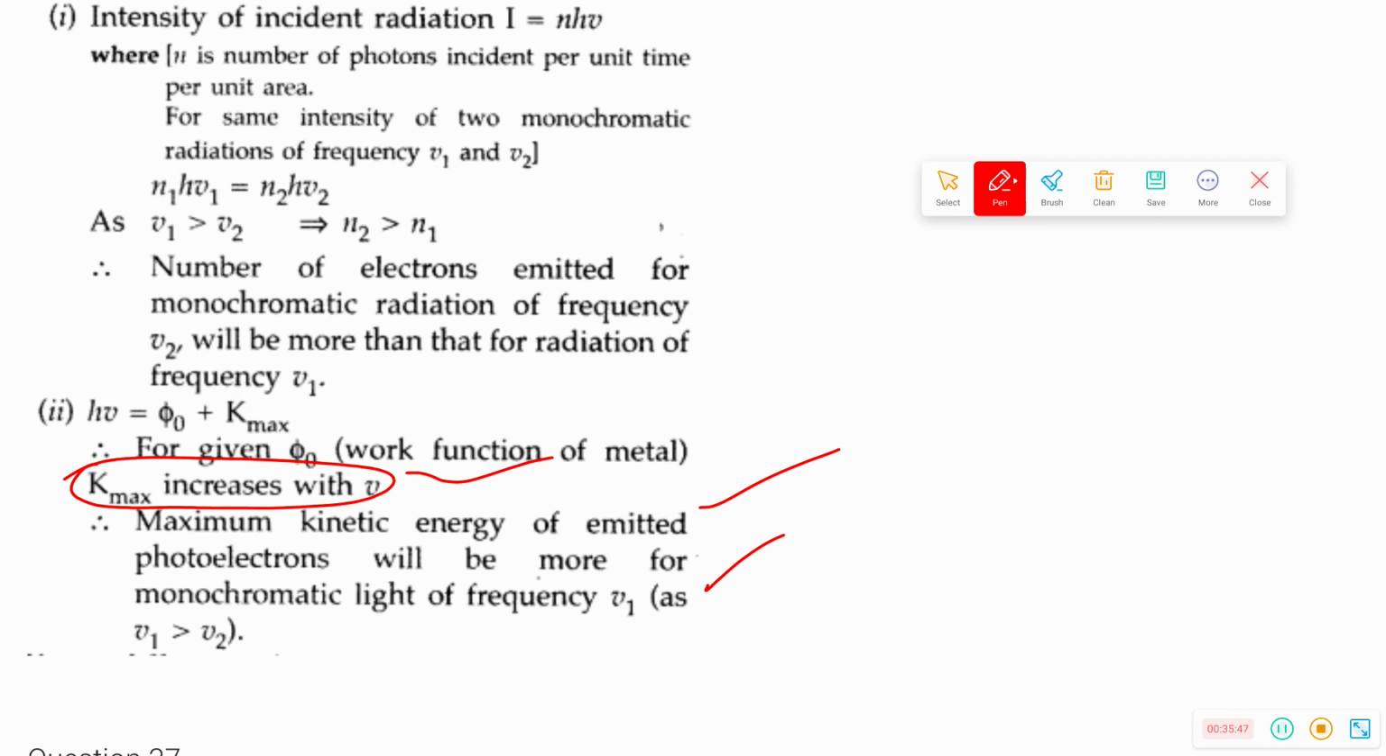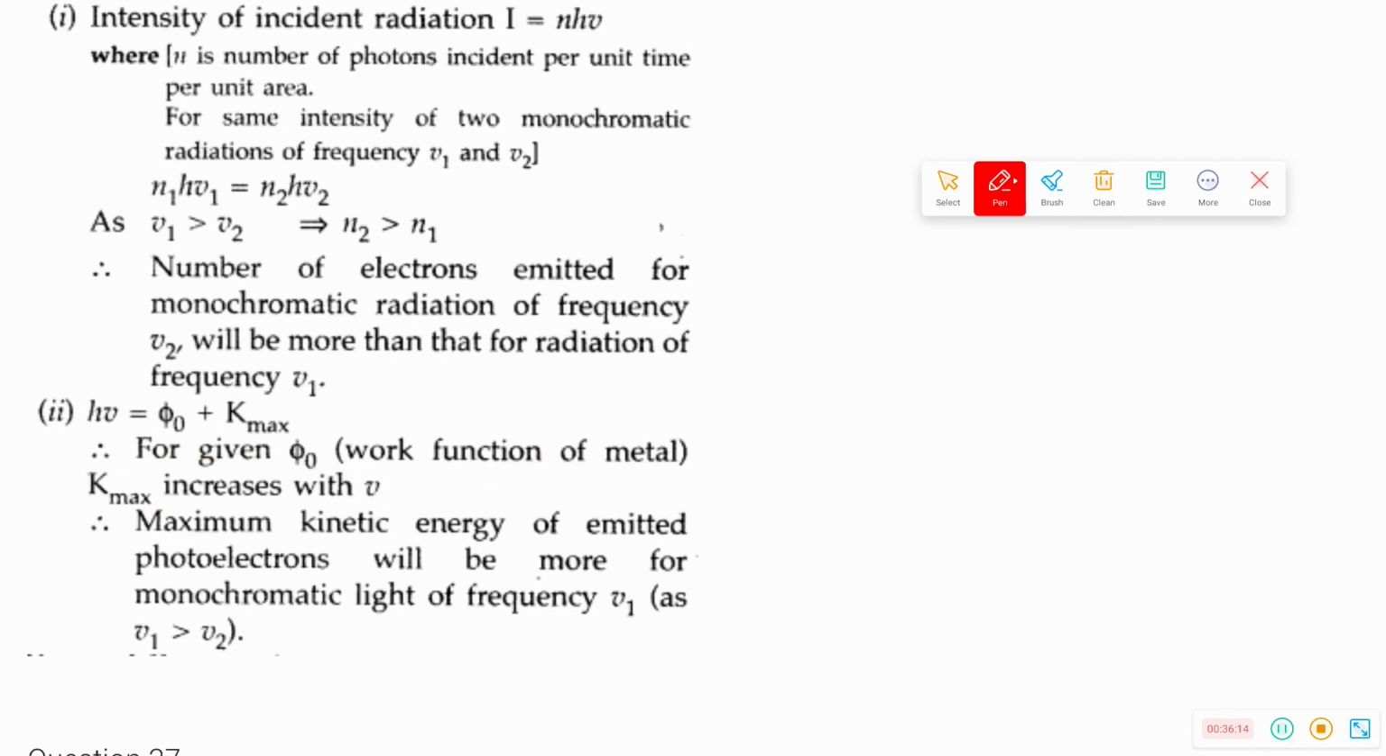Theoretical question with the basic maths, remember. Clear, all of you? Boys, this question okay? Understood? N1 h nu1 equals N2 h nu2. So the number of photoelectrons emitted per second is inversely proportional to frequency. Like that also you can write.